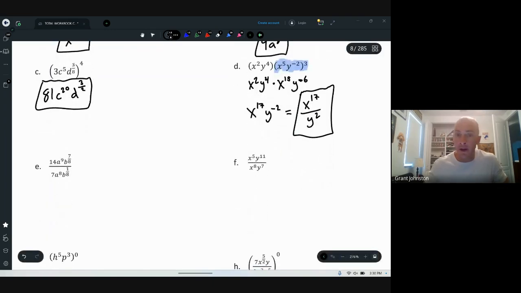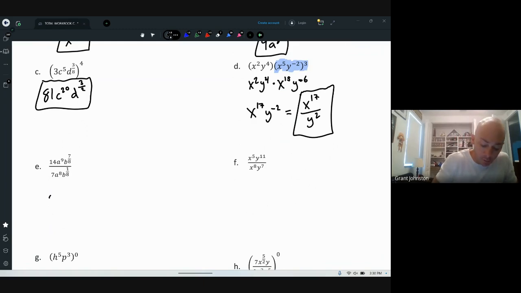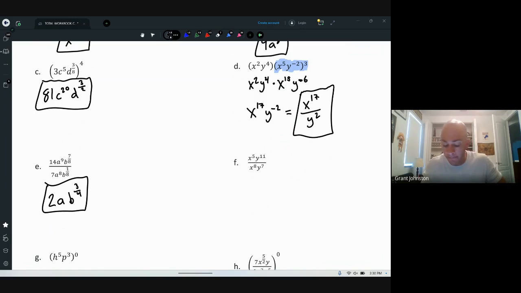E, 14 divided by 7 is 2. A to the 9th divided by a to the 8th. Remember, we subtract the exponents, so it's going to be a to the 1st. I don't really need to write a 1 exponent. And then 7/8 minus 1/8 would be 6/8, which simplifies to 3/4. So 7/8 minus 1/8 is 3/4. That's all you can do there.